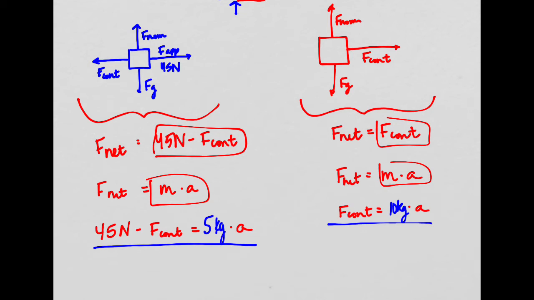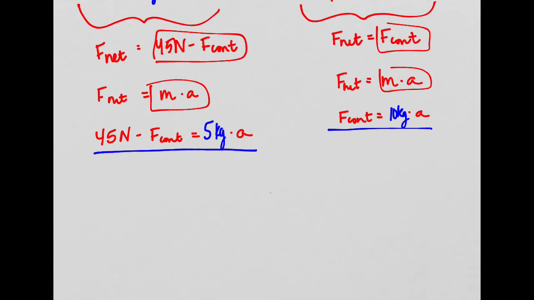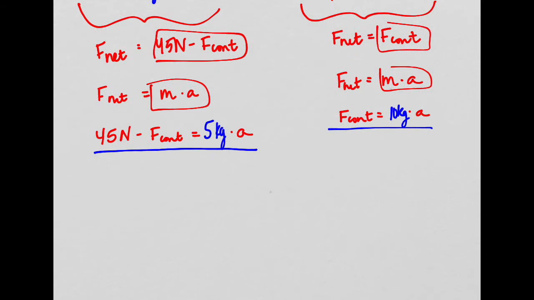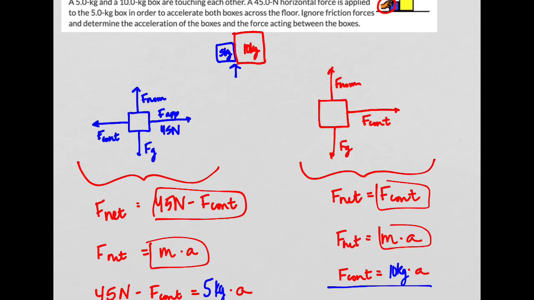Okay, so now that we're here, we have two unknowns for each of these equations. But let's think about something really quick. Will the contact force here be the same as the contact force here? Yes, the contact forces are going to be balanced out, right? The contact force is just the force between those two objects. This is the contact force. So it's the same thing.